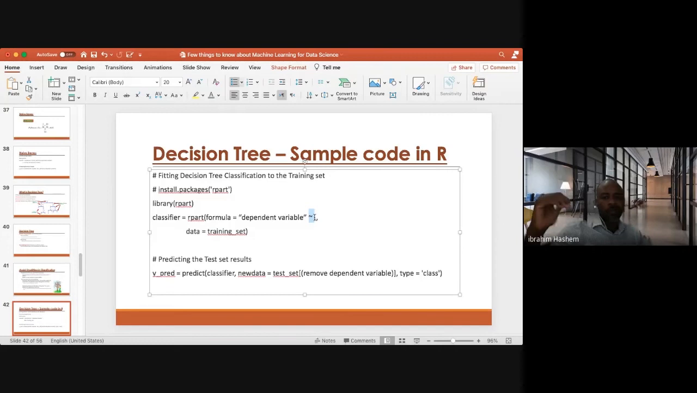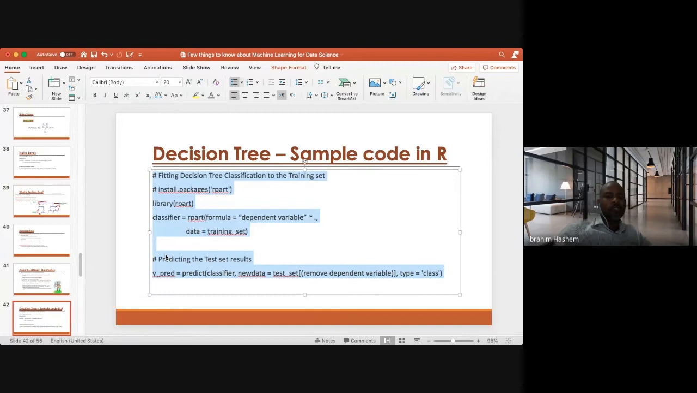Once we build the classifier, we also predict. We use a variable equal to predict, which is the function, and in this we call the classifier that we built, and we use new data, which is the test data set we have. In the training data, we put the dependent variable plus all the independent variables. But in the test set, when we predict, we have to remove the dependent variable, because that's what the decision tree must predict. The type class is to show the result in the form of binary, which is 0 and 1. So this is the simplest way to implement decision tree in R.